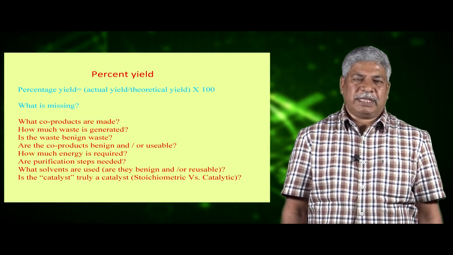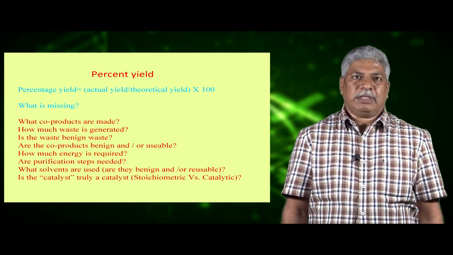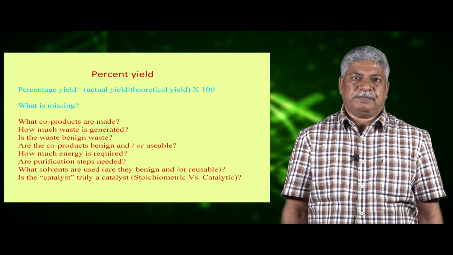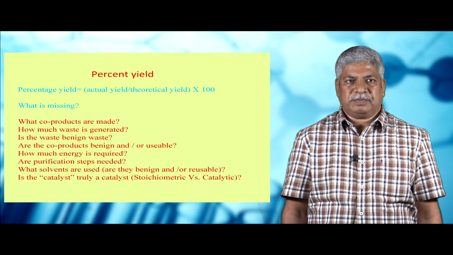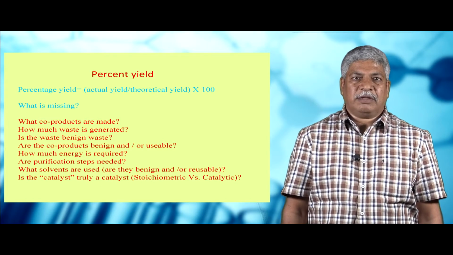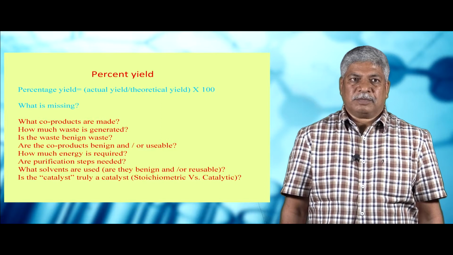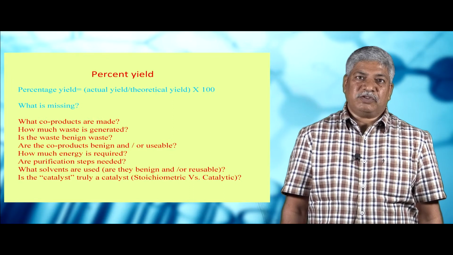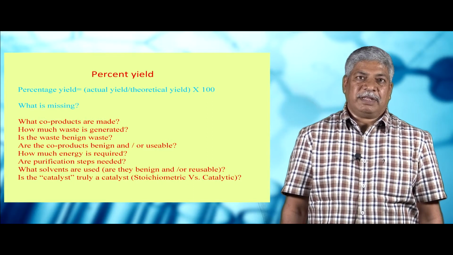Let us see what are all the things we are missing in this method. We may not know what are all the addition products formed, how much waste is generated. If waste is generated, whether the waste is benign, or the co-products are benign, or whether they can be reused. And if so, how much energy is required or purification steps needed. Then what are all the solvents used? Even if solvents are used, whether they are benign and whether they can be reusable.